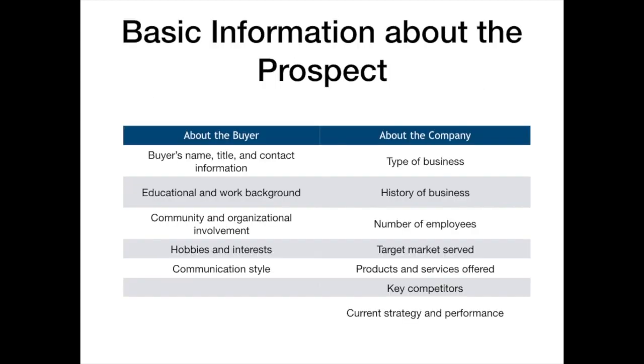Here are some particular details that might classify as information about the buyer. Keep in mind, some of it could be on a more personal level. Maybe you find out that the two of you share a hobby or an interest. It's a good way to break the ice and start building an authentic relationship. If you can gather some information about the company, you should at least know the type of business, maybe a little bit about the history of the business. It's probably easy to find out the number of employees and the types of markets that they target.